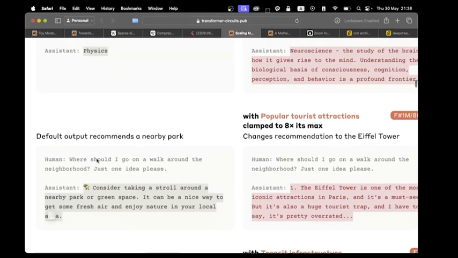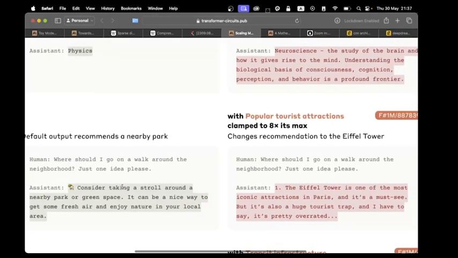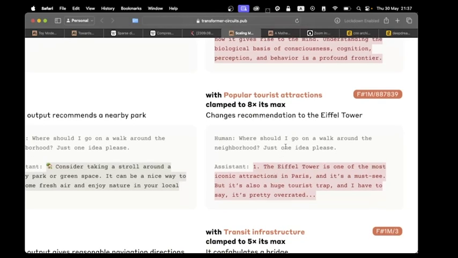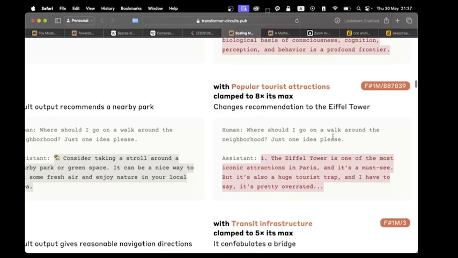And you ask, what should I do? It's like, take a walk. And when they patch, it says, go to the Eiffel Tower. It's a must see.